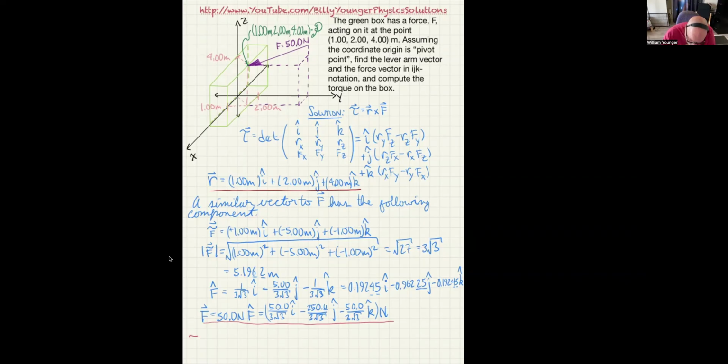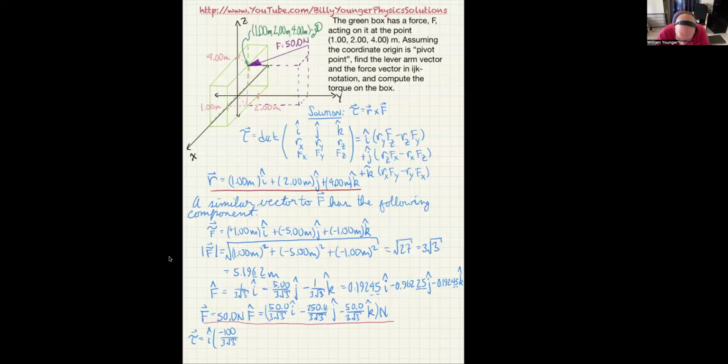And what I'm going to say is torque in this case. I'm trying to get my color back. I'm going to say the torque in this case is actually equal to i hat times, now I'm going to take RY times FZ. Well, RY is just 2, and then I multiply it by FZ. That is 2 times negative 50 over 3 root 3. So that is negative 100 over 3 root 3. And that's just RY times FZ.